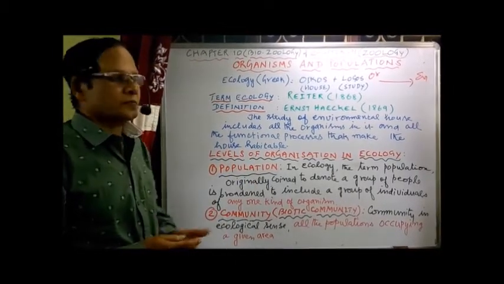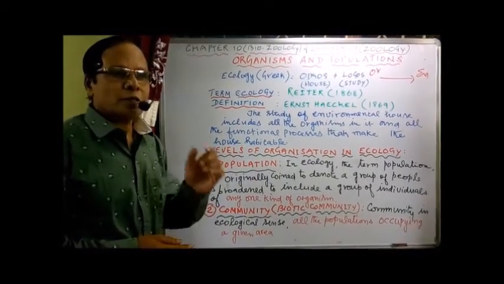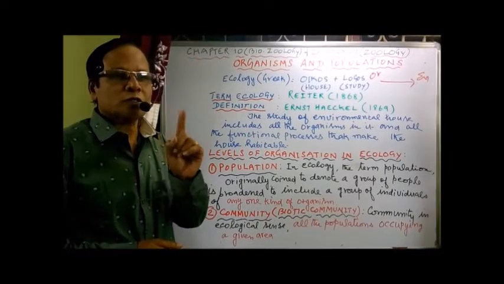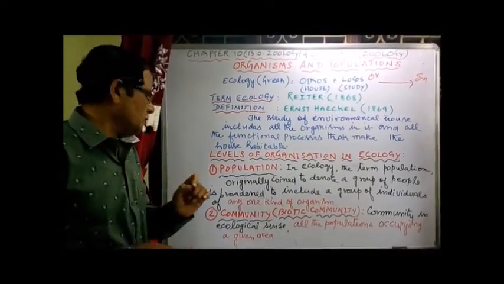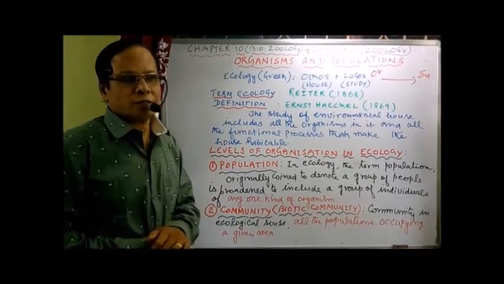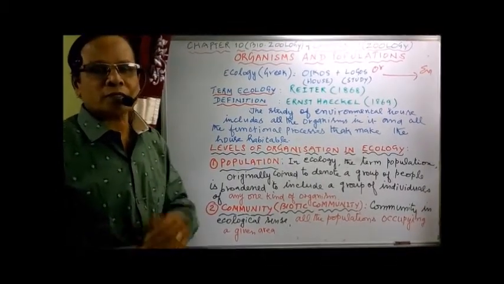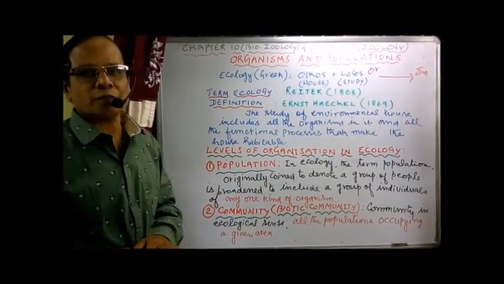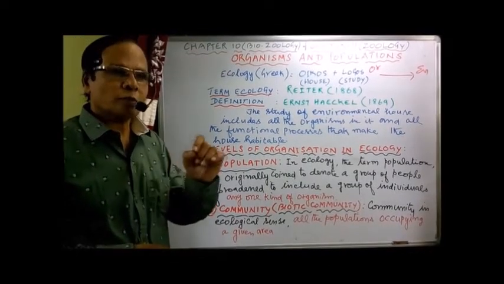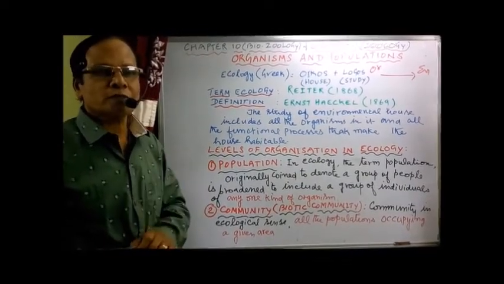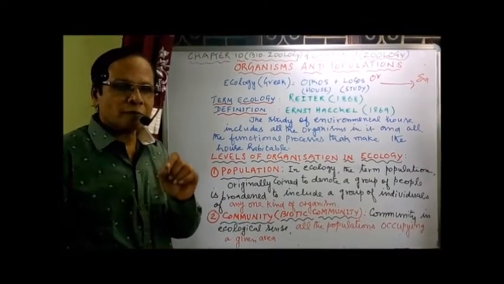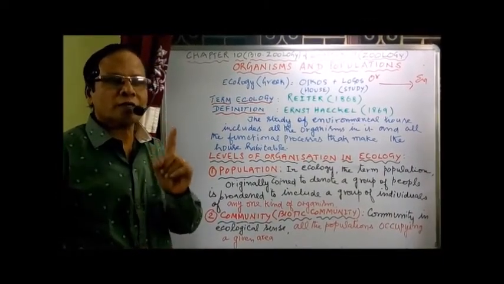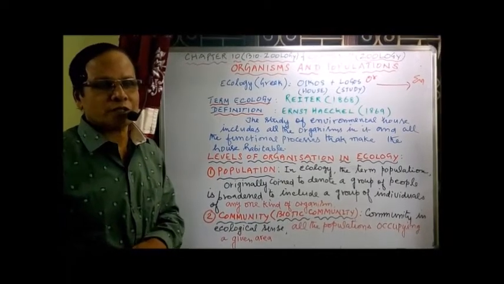Now what is a population? A population normally comprises only one species, a group of individuals of any one kind of organism. For example, animal population, plant population, goat population, human population, or tiger population. In all cases, a population comprises only one kind of individual. That is called a population.